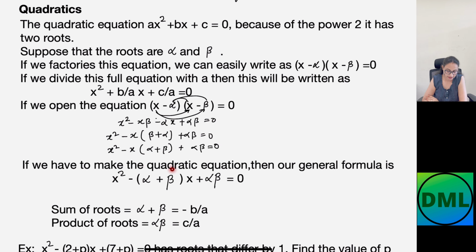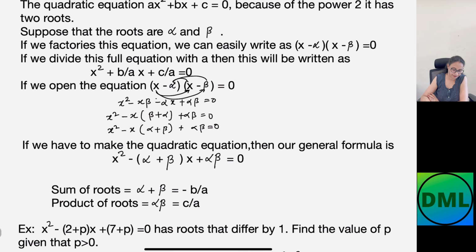So if we have to make a quadratic equation, our general formula will be x squared minus (alpha plus beta) x plus alpha beta equal to 0. If we compare this equation with our equation, we say that alpha plus beta, the sum of the roots, is given by minus b over a. Alpha beta, the product of the roots, is c over a. So these are the values for the sum of the roots and the product of the roots.